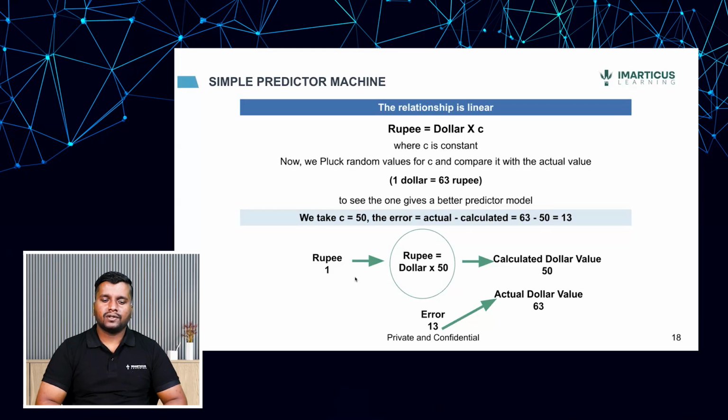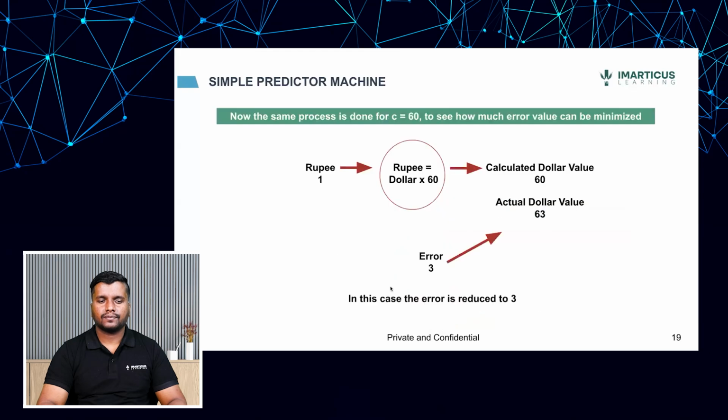So rupee is equal to dollar into 50. The calculated value is going to be 50, but the actual value is 63. So here the error is 13, and we are optimizing things in a way that we reduce this error. Now we know that C is equal to 50 is wrong, and there is an error of 13, so we will change the value of C randomly and increase it.